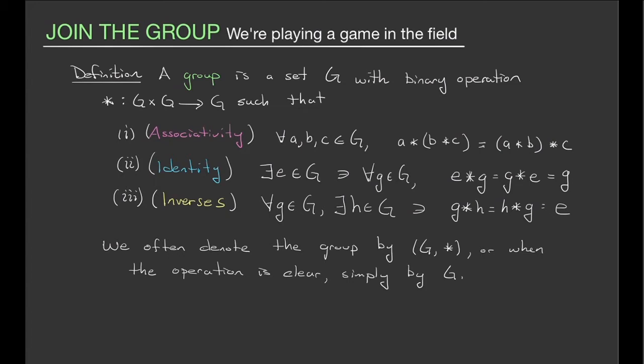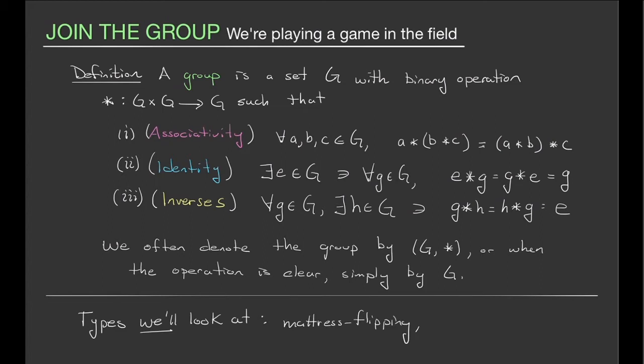Since there are so many groups, we of course can't list them all, but a few that we'll look at are the mattress flipping group, which is kind of a classic small cardinality group. This group here, which is Z2 cross Z2. Then we'll look at dihedral groups and symmetric groups. There are other things such as cyclic groups. There are also quaternions and lots of fun stuff. But we'll look at these because it's a nice variety, but yet is also somewhat manageable.